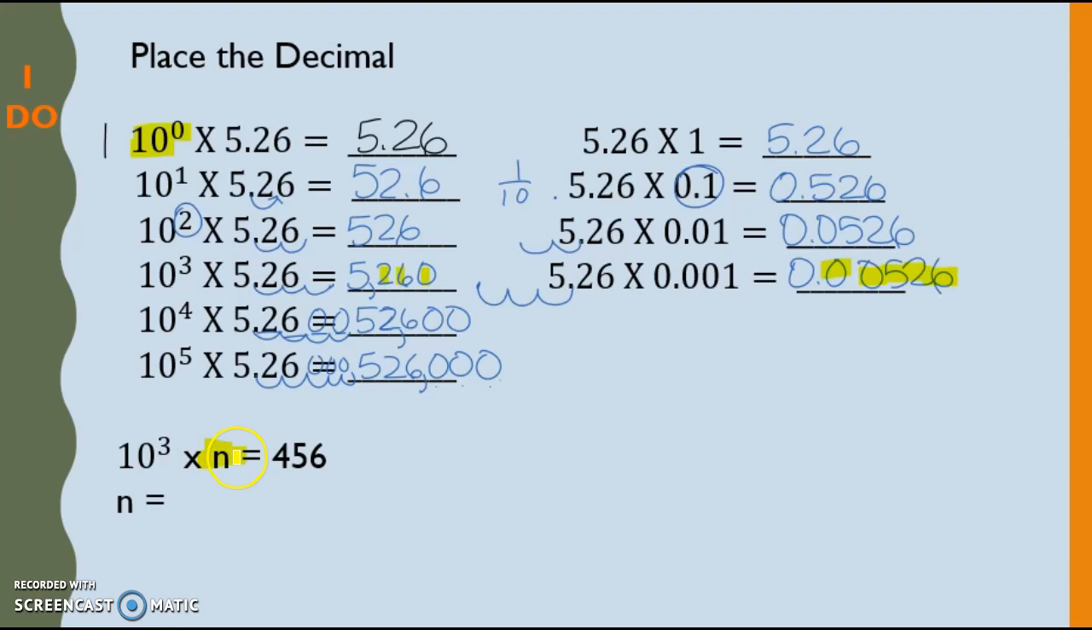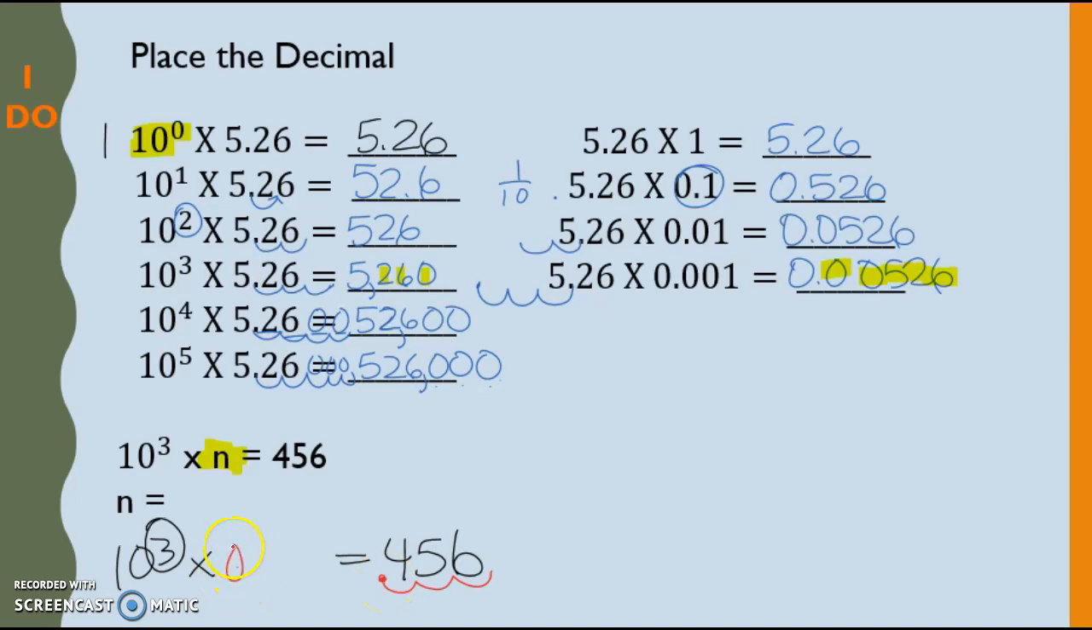We're trying to figure out the value of n. So what do we need to do? Well, what we're asking is, what number times 10 to the third power would equal 456? Well, all I need to do is look at the 3 and move the decimal point 3 times to the left. Why am I moving the decimal point to the left?